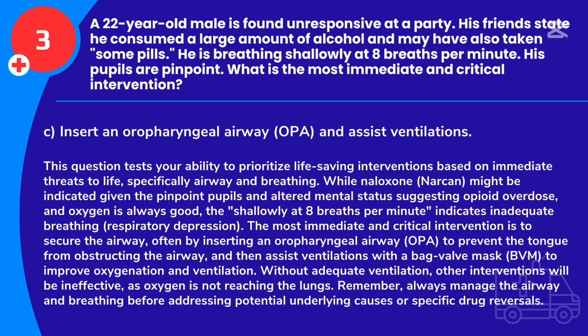The most immediate and critical intervention is to secure the airway, often by inserting an oropharyngeal airway, OPA, to prevent the tongue from obstructing the airway, and then assist ventilations with a bag valve mask, BVM, to improve oxygenation and ventilation. Without adequate ventilation, other interventions will be ineffective, as oxygen is not reaching the lungs. Remember, always manage the airway and breathing before addressing potential underlying causes or specific drug reversals.